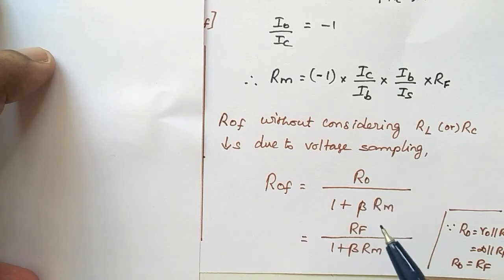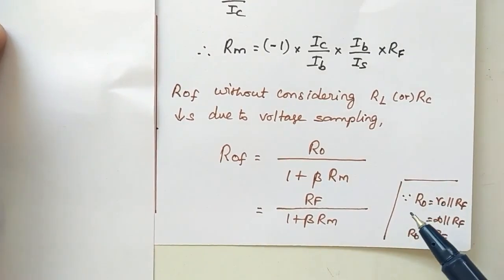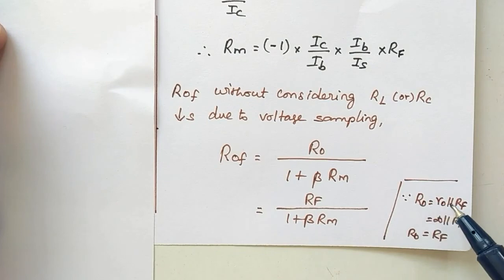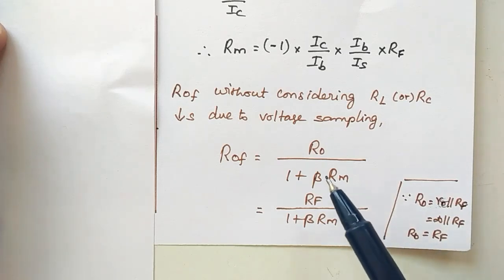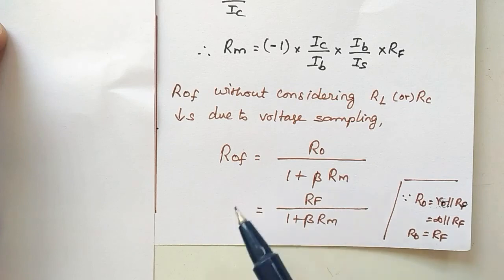So what is R naught here? The R naught is modified here. Usually the R naught is nothing but the internal output resistance R naught parallel to RF. So what is R naught? Due to early effect, R naught is made infinity. So the parallel combination of infinity and RF becomes RF. So we replace R naught with RF. So this is the final expression of ROF.